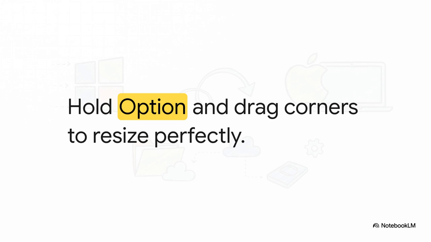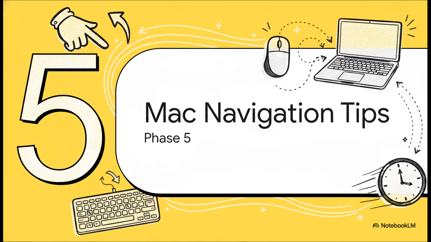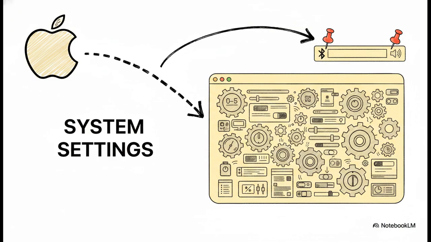Hold down the Option key on your keyboard and then drag the corner of any window. It will perfectly and proportionally resize the window across your screen without taking it over completely. And that brings us to the final stretch, Phase 5, Essential Mac Navigation Tips. It's time to translate your old muscle memory.